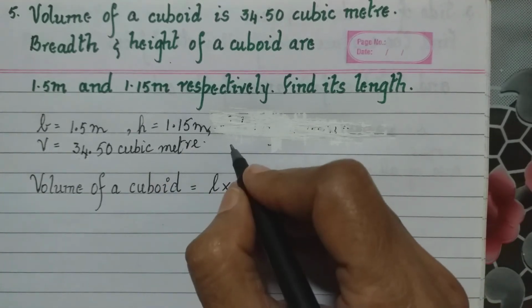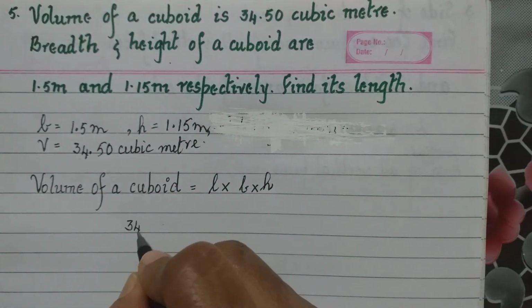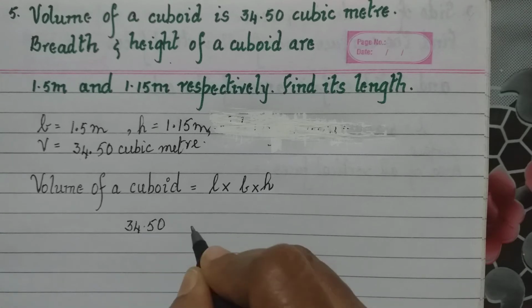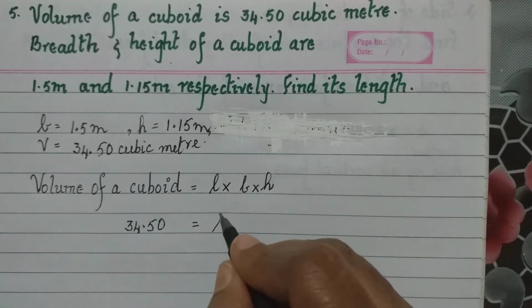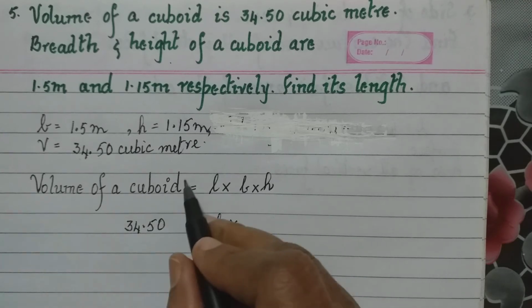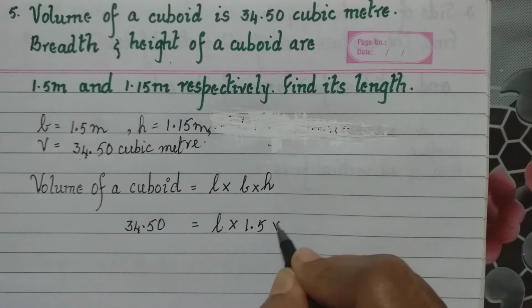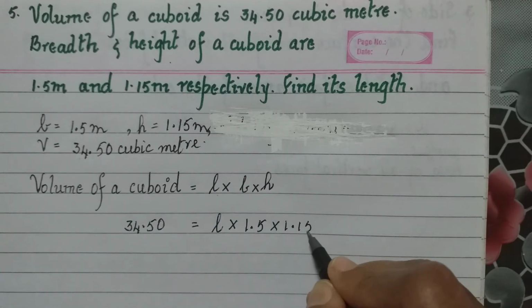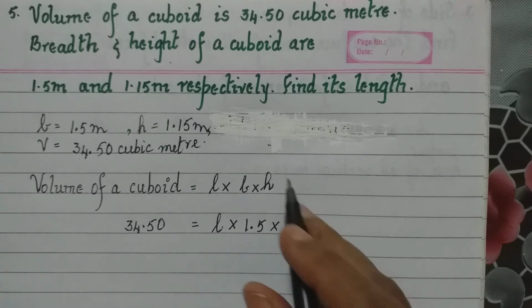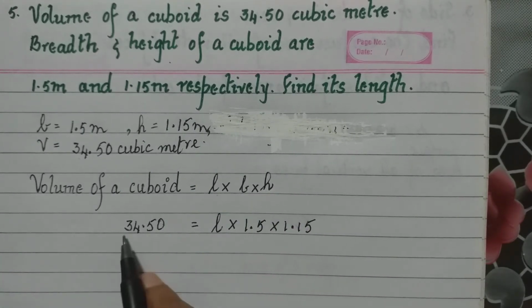Now I put the values here. Volume is 34.50. So below volume of a cuboid, I write 34.50 is equal to, L is not given. So I write L as it is. B is given, that is 1.5. H is given, that is 1.15. So I write that. So now I have to find out what is L. So I take both this B into H to the other side. It will come in the denominator.